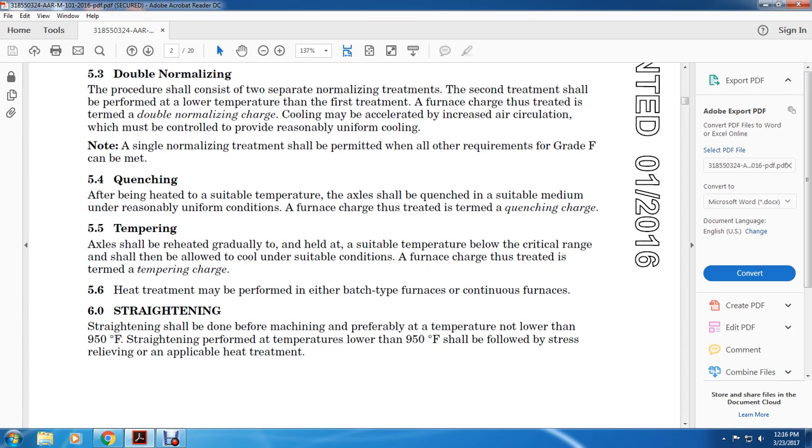5.6. Heat treatment may be performed in either batch type furnaces or continuous furnaces. 6. Straightening. Straightening shall be done before machining, preferably at a temperature lower than 950 degrees Fahrenheit. If straightening is performed at a temperature lower than 950 degrees Fahrenheit, it shall be followed by reheating in the applicable heat treatment.